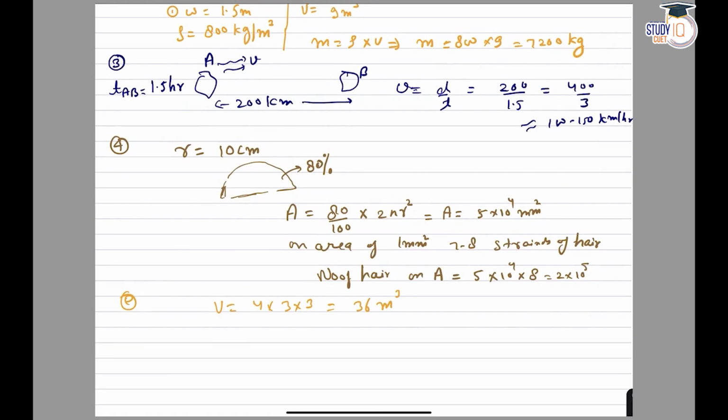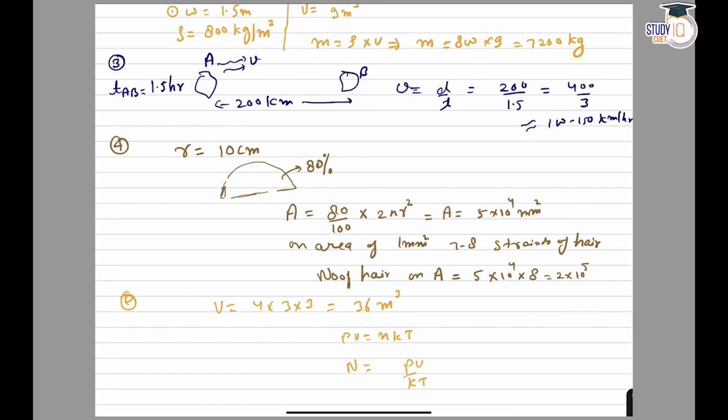Now, if we have the volume of the room, the number of molecules can be given by the gas law. The gas law says that PV is equal to NKT. The temperature of a normal room is equal to 27 degrees Celsius, which can be written as 300 Kelvin. So from this, the value of N, where N represents the number of molecules, comes out to be PV upon K into T.